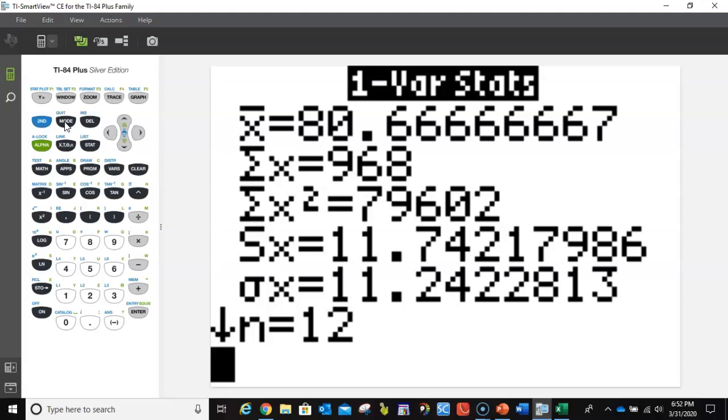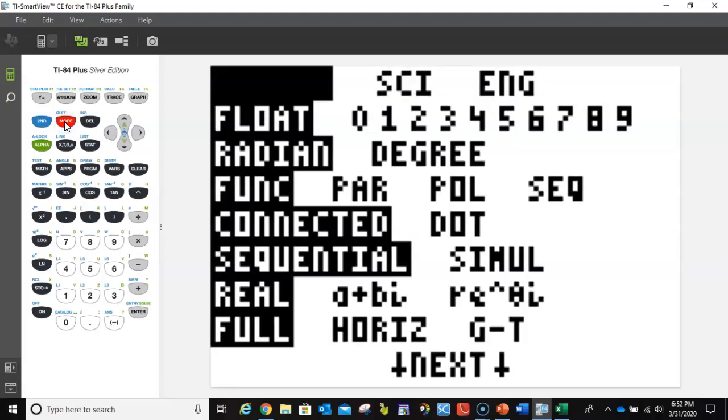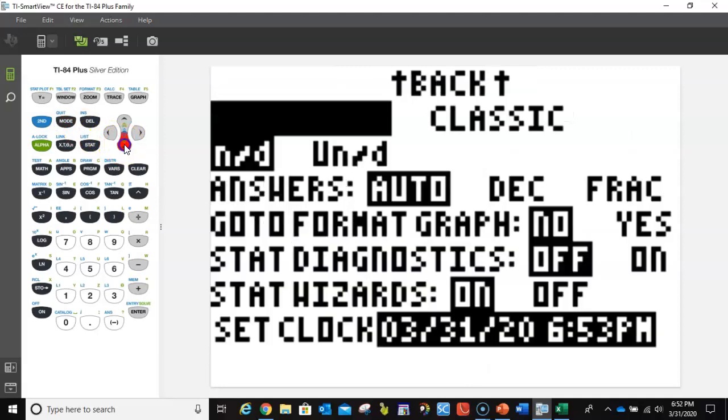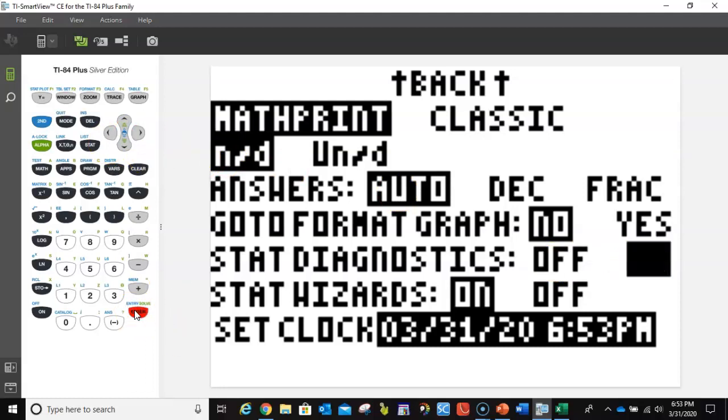If you have a newer model, you can hit mode, and then you have to go all the way down to the bottom, and where here it says stat diagnostics, it'll be off. You have to turn it on. So you have to go over, turn it on, hit enter, and then it'll turn it on and it'll give you the information when we need it later.